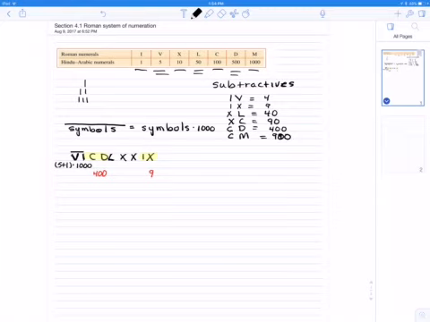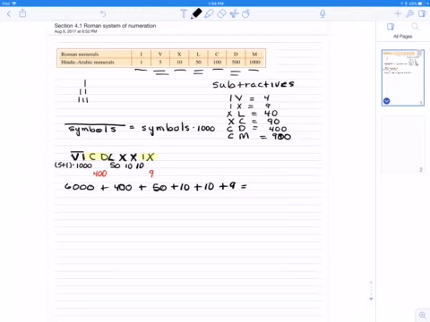Okay, L, that's 50. X, that's 10. Another X, that's 10. All right, so the 5 plus 1, that's 6 times 1,000, so 6,000 plus 400 plus 50 plus 10 plus 10 plus 9. That gives us 6,479.